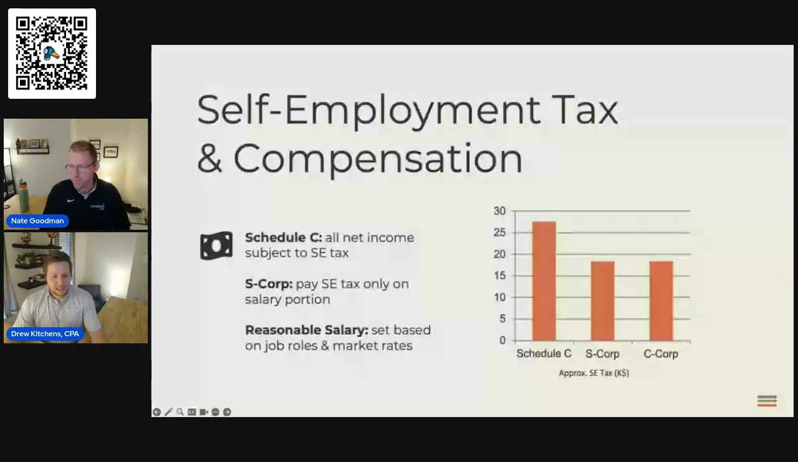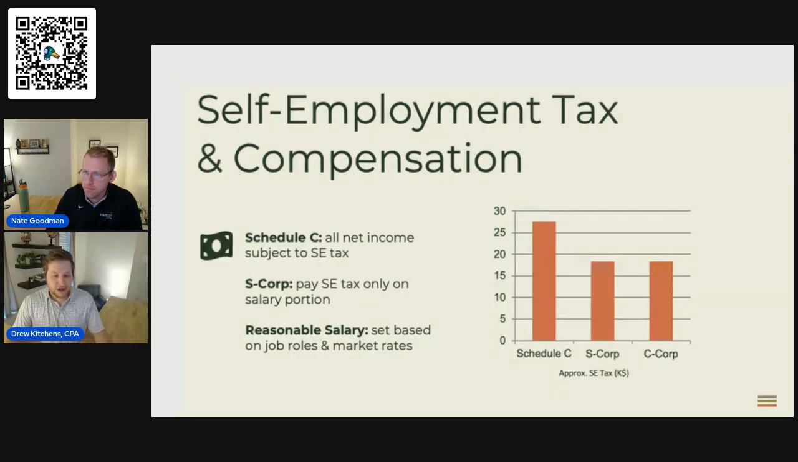Awesome. So as I was saying, one of the main benefits of the S corp is the SE tax that you're able to avoid. This is kind of walking through the self-employment tax exposure with each of these entity types. So the Schedule C, all net income is subject to SE tax.